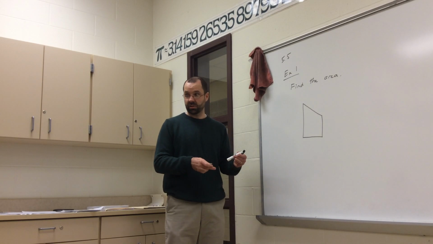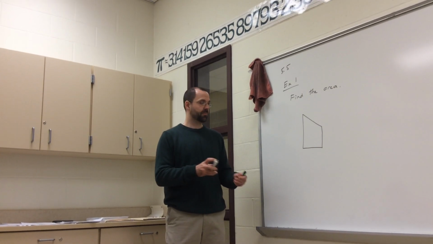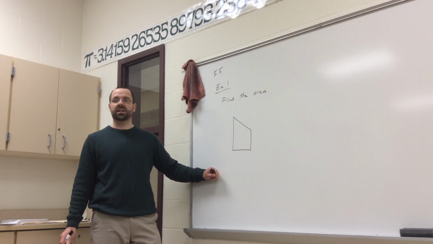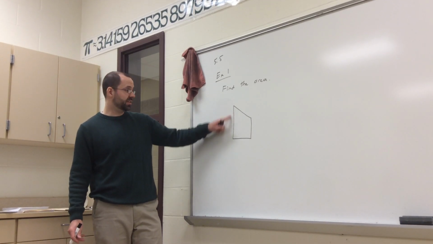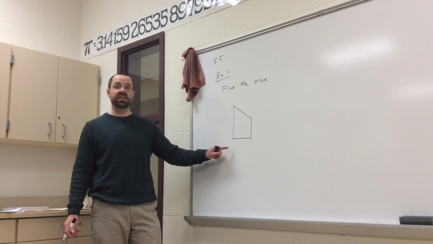So what's this shape called? It's called a trapezoid. The official definition of a trapezoid is that it has one pair of parallel sides. So this is called a trapezoid because this is parallel to that. And we're supposed to find the area of this.